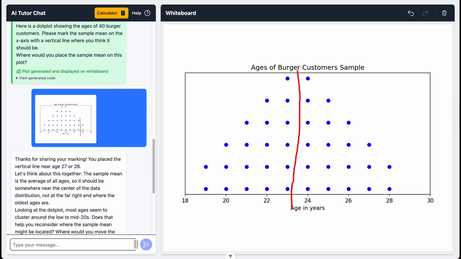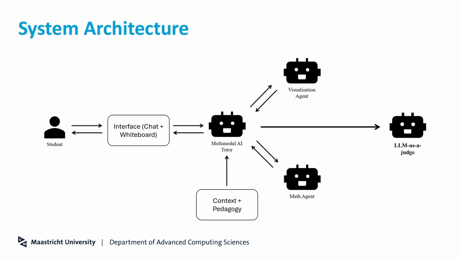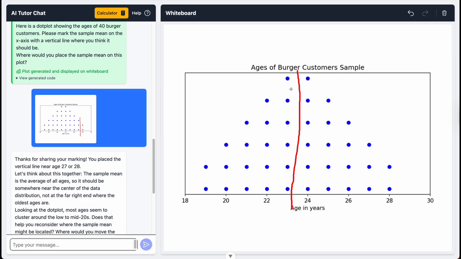So behind the scenes, this works with a multi-agent setup. We have three different agents. The first one is the main agent. He handles the conversation and the pedagogy. We also have a mathematical agent. He's responsible for validating the answers. So if we calculate something, he's checking the calculations and reducing arithmetic errors. And we also have a visualization agent, which is responsible for generating a plot like this one.